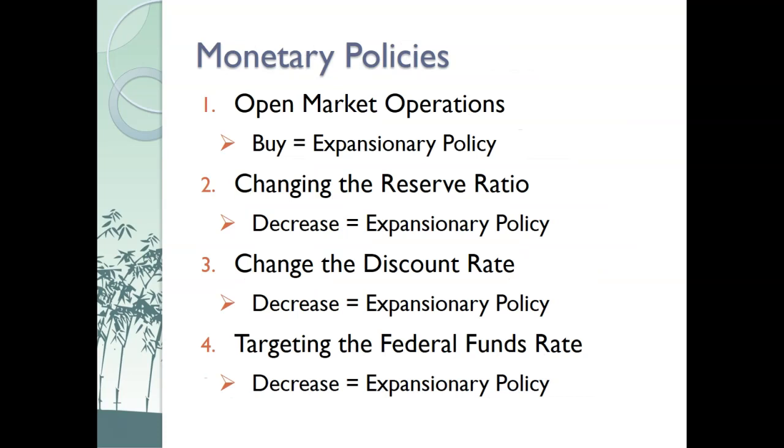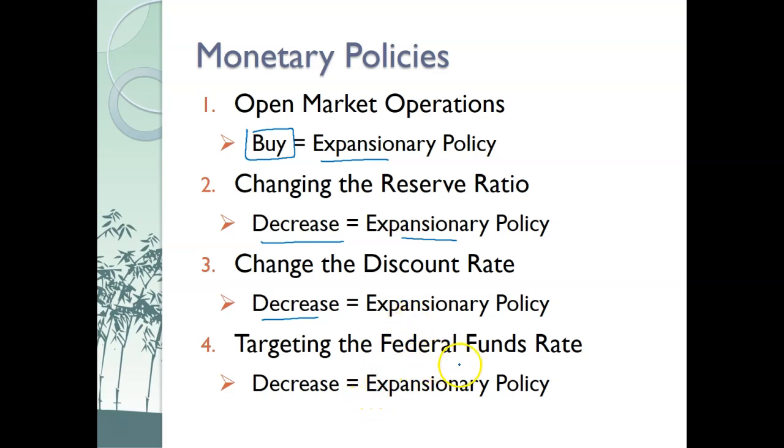So here are the four different kinds of monetary policies. I put them all as expansionary, so then the opposite would be contractionary. As far as open market operations, purchasing from the Federal Reserve's perspective is expansionary. The reserve ratio, if you decrease the reserve ratio, that would be expansionary. If you change the discount rate, again, this is one that the Federal Reserve is actually in charge of, a decrease is going to be expansionary because it's cheaper to borrow money at that point. So a commercial bank is more likely to borrow money.